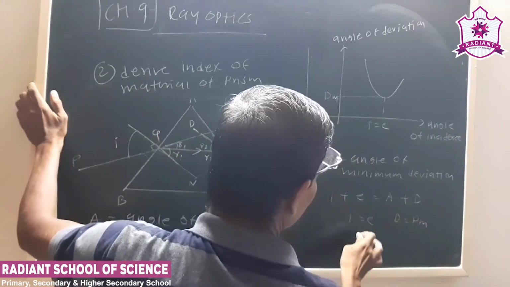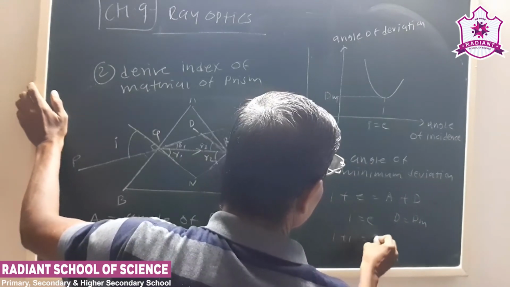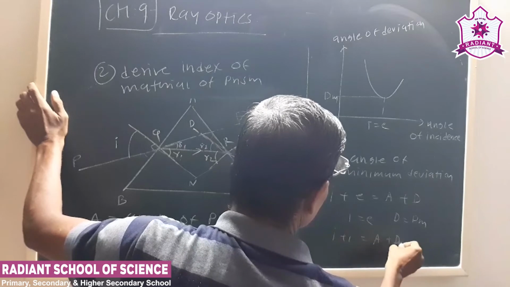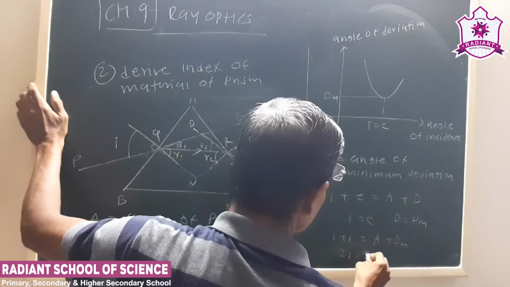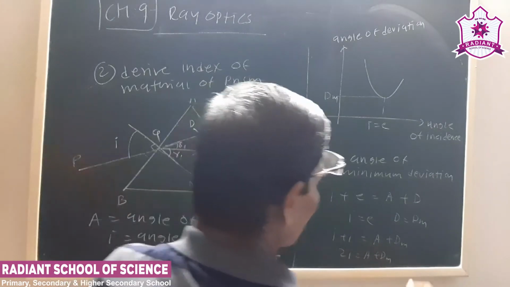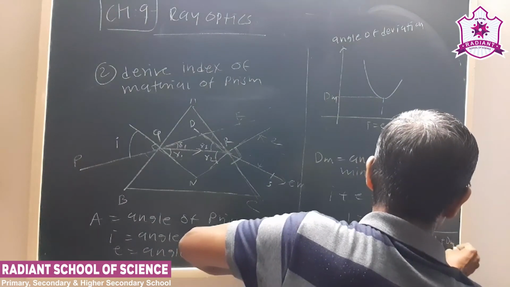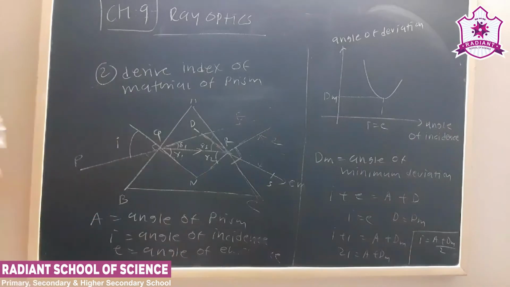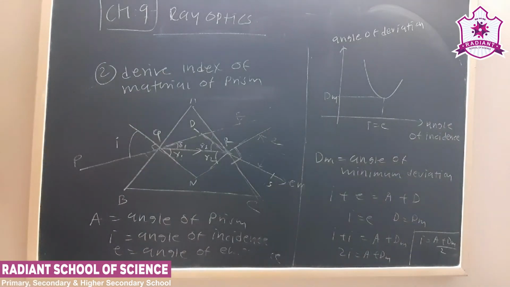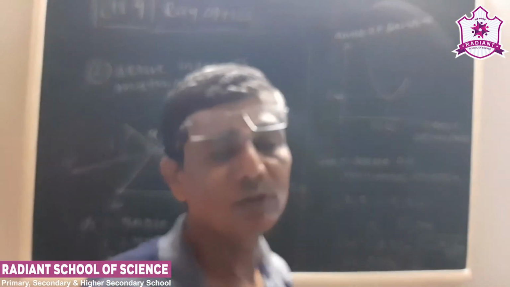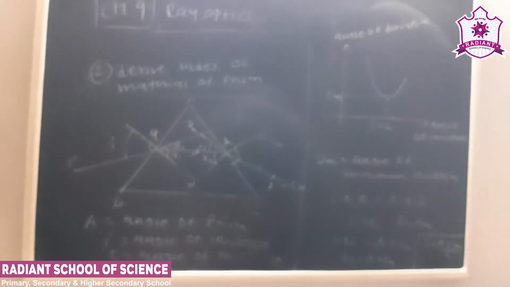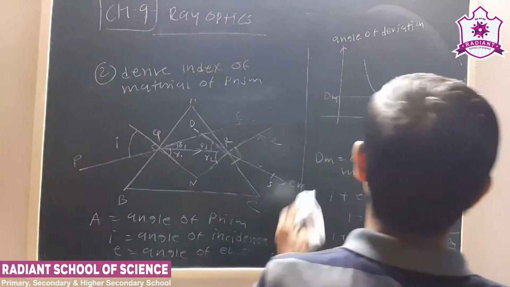When i is equal to e, D is equal to dm. So instead of e I can replace i: 2i is A plus dm. So i is equal to (A plus dm) by 2. Ultimately, our refractive index equation is sin i upon sin r. See, this is the first part.